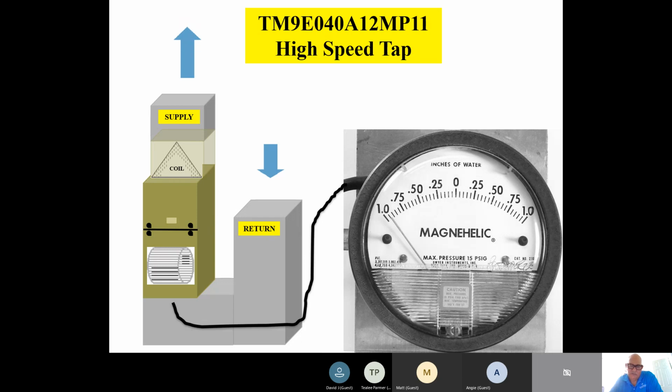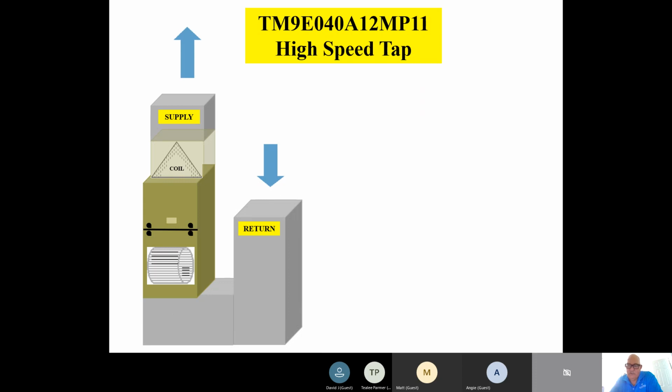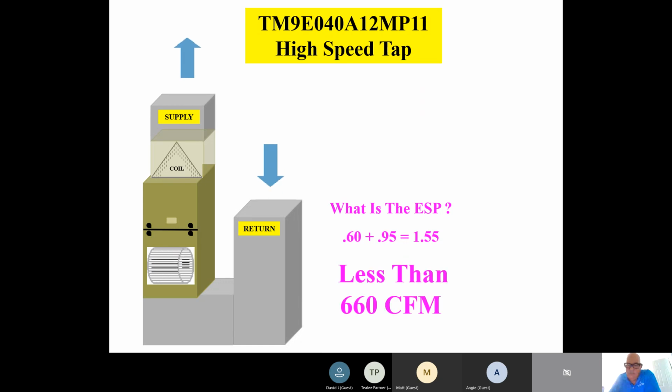On the return, it looks like about a 0.95. So we've got some real issues with this duct system, don't we? As a matter of fact, if you take a look at your chart, a 0.6 plus a 0.95 is actually a 1.55, and our chart only goes up to about 1.0. And so at this point, we really have no idea what our real airflow is because our chart runs out at 660 CFM on high-speed tap on that furnace. So we know it's less than 660 CFM. We don't know how much less.